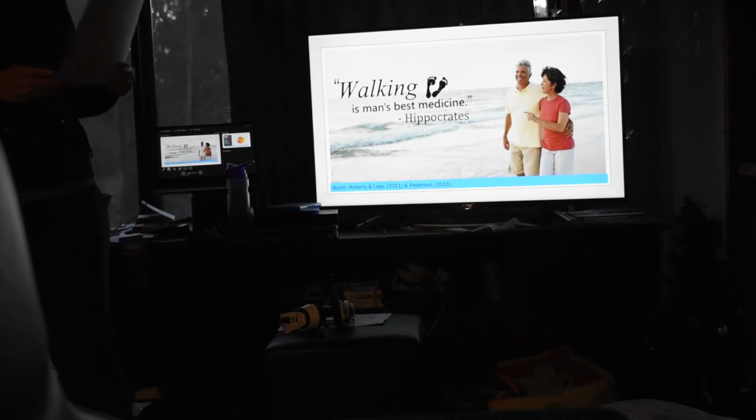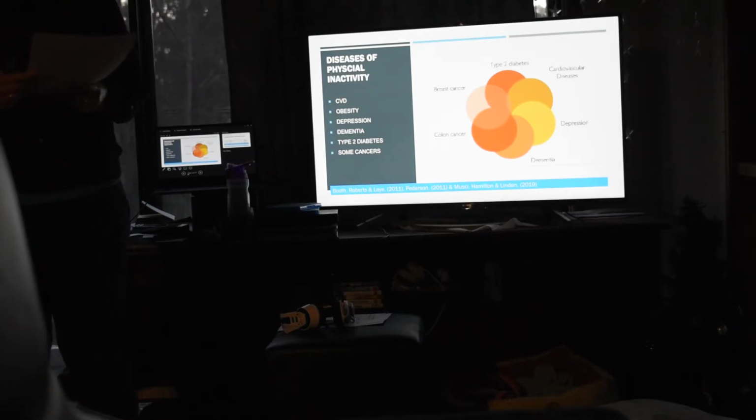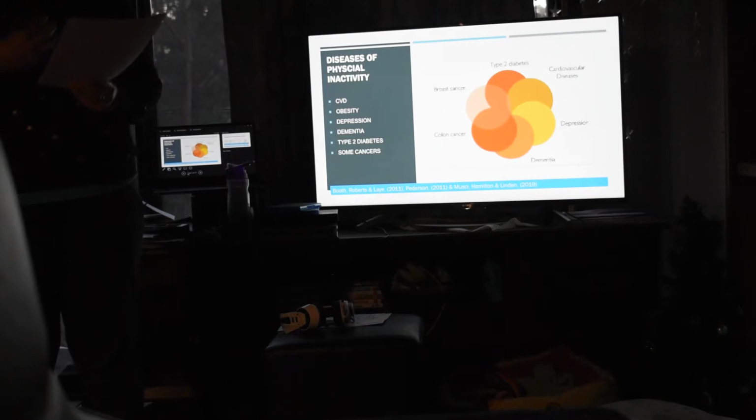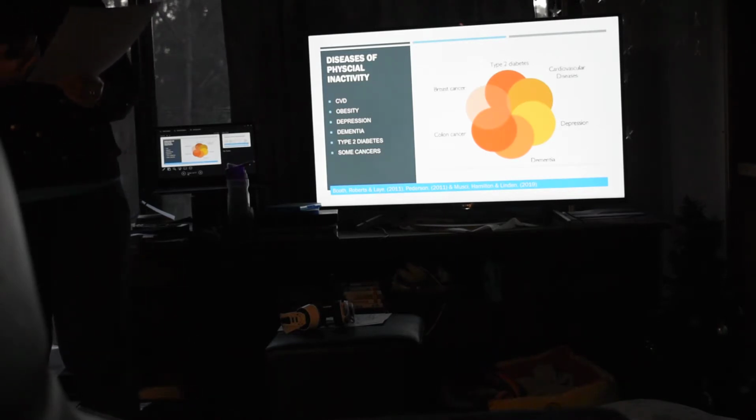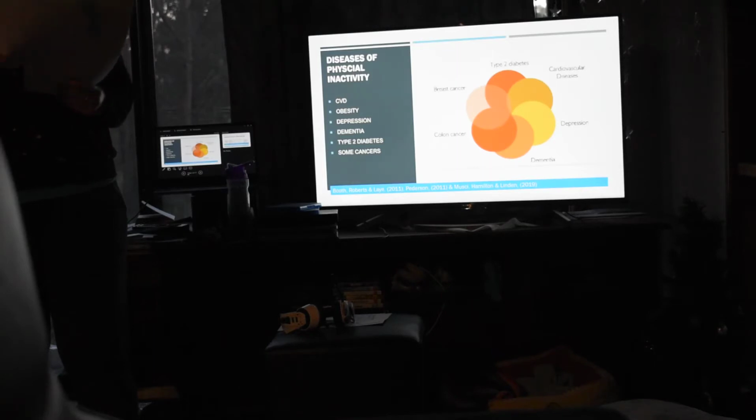Like Hippocrates was 450 BC. He knew it. We don't know. We've completely lost the message somehow. So these are all the different diseases of physical inactivity. So health difficulties can occur due to the stagnation that the body experiences in inactivity, such as kidney stones, loss of skeletal muscle mass, osteoporosis, constipation, and these chronic diseases that are around that wheel also.